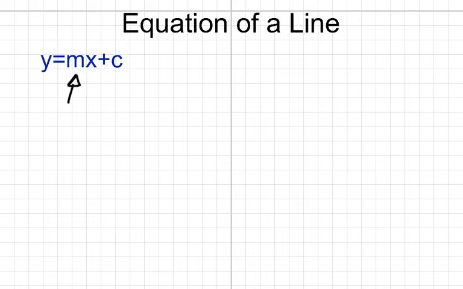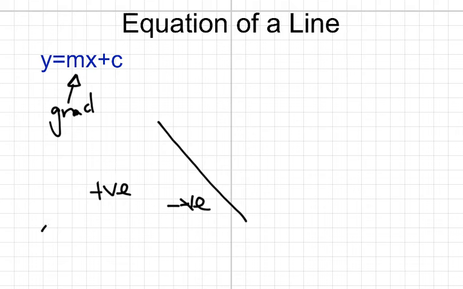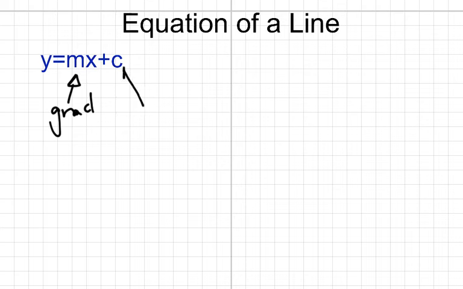The m in this case is our gradient of the line. Obviously the higher the gradient, the steeper the line is, and this line has a positive gradient. If the line was this way, then it would have a negative gradient. We talked a little bit about that already, about finding the gradient of a line. I'll talk about that a little bit again today.